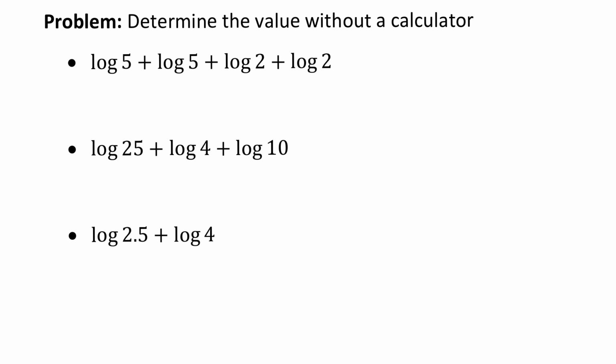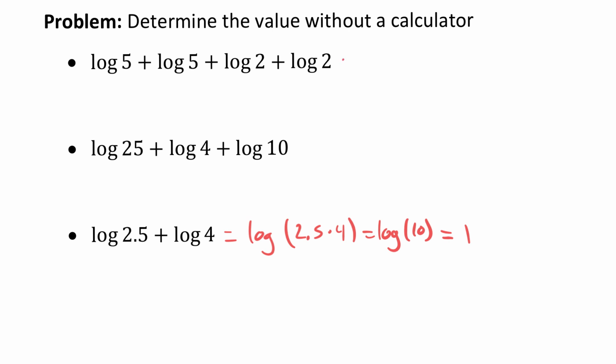Alright, so assuming you gave that a try, what we could do is use our log rules to combine everything. So the bottom one has only two logs. Maybe that's a little easier for you. We could write this as log of 2.5 times 4. Now 2.5 times 4, hopefully you don't need a calculator for that. You should get 10. And log base 10 of 10 is 1.